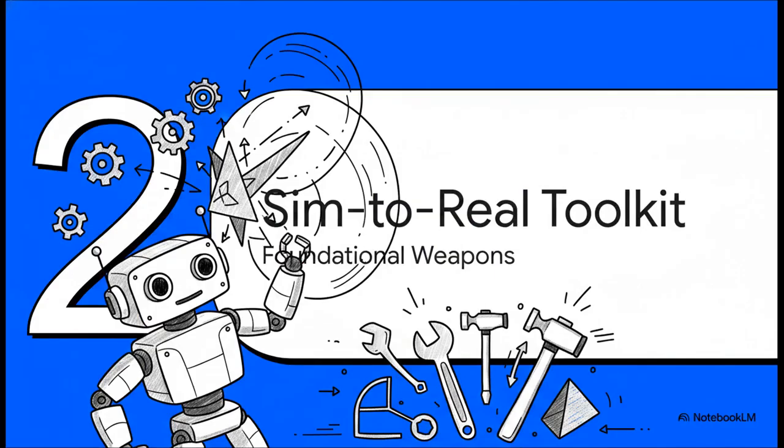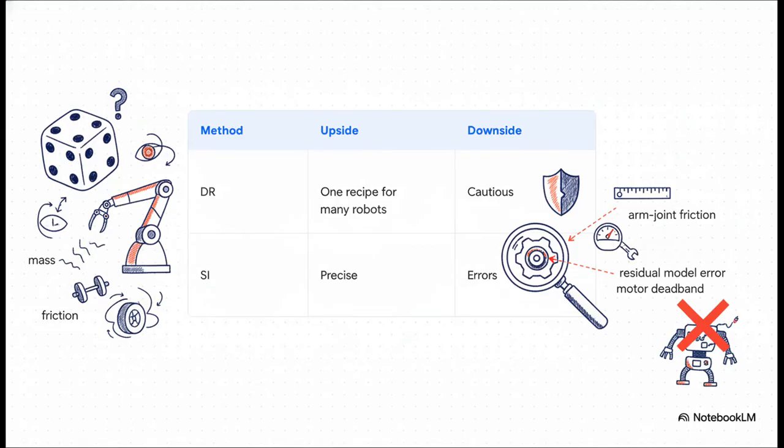Chapter 2. The Sim-to-Real Toolkit, our foundational weapons. Now, what's really interesting here is how we fight back against this gap. Historically, engineers have used 2 entirely different philosophies: guessing versus measuring. The first tool is domain randomization, or DR. The idea here is to just randomly guess and vary every single simulator parameter. You randomize the mass, the friction, camera positions, sensor noise, the whole shebang. You're forcing the robot to generalize so it can handle basically anything.